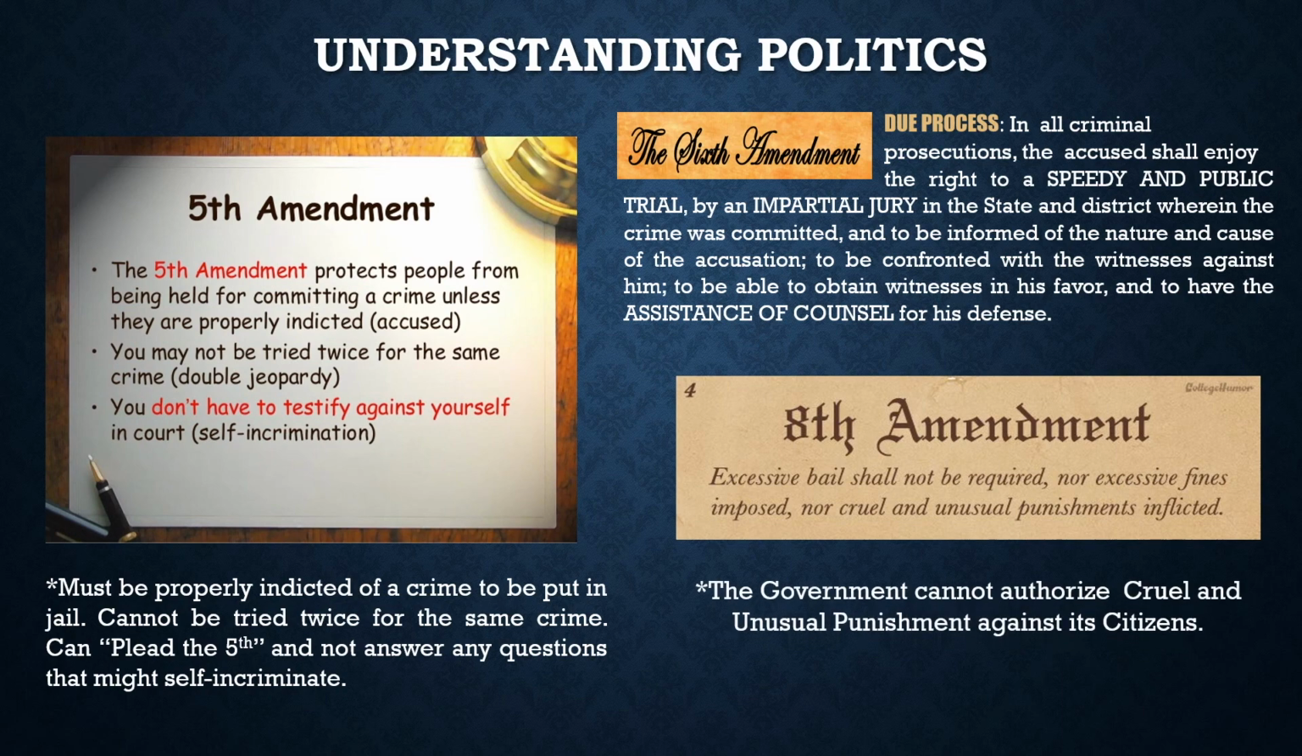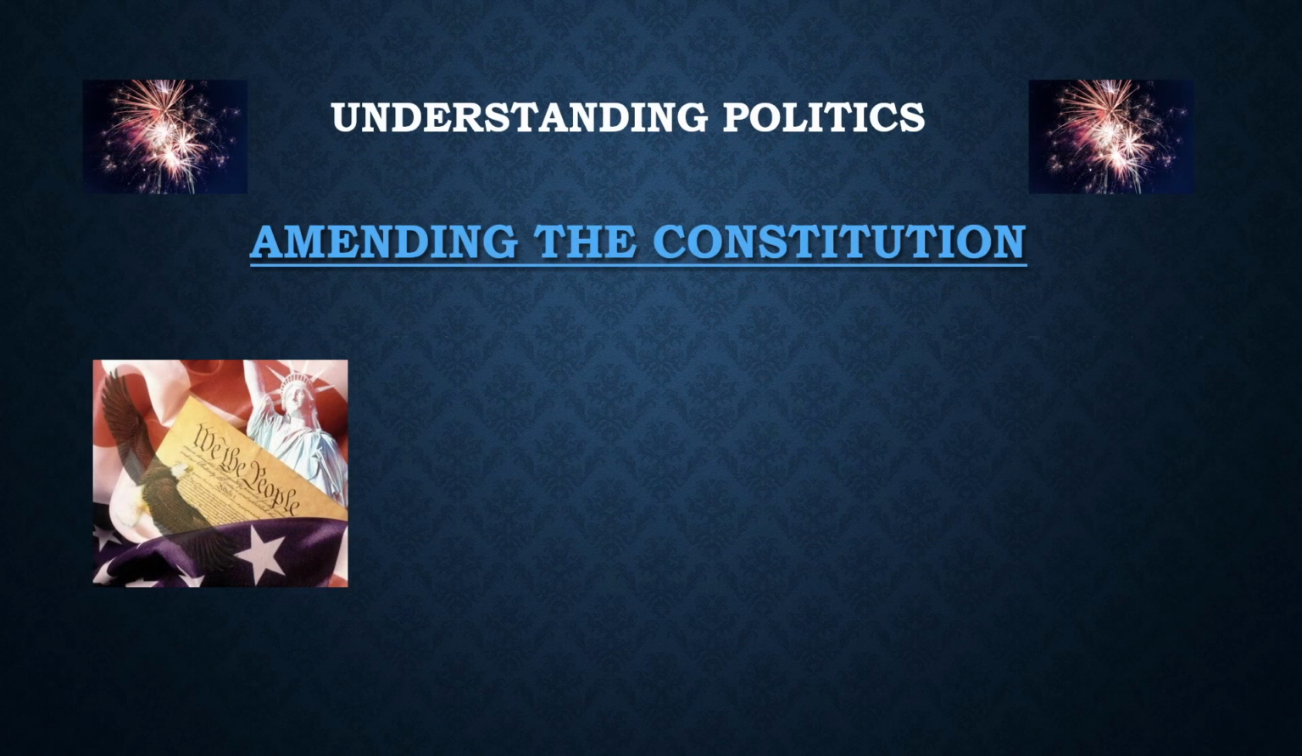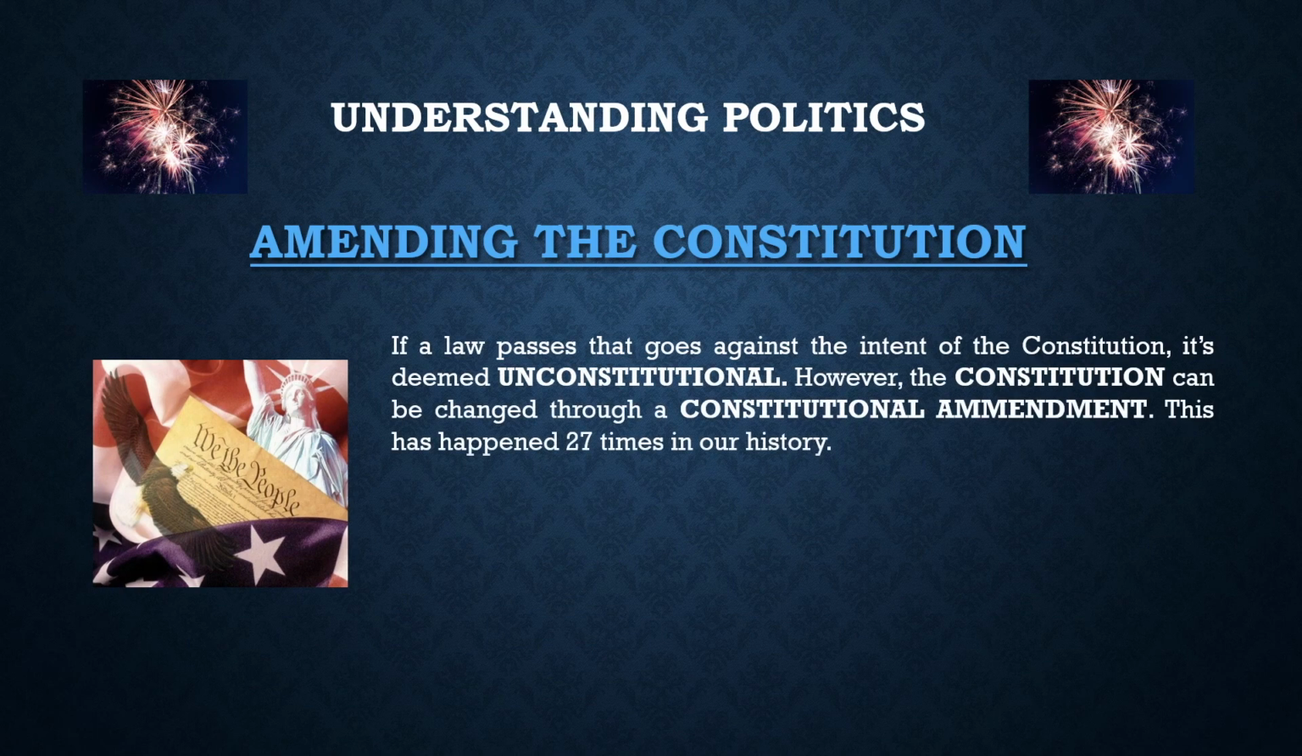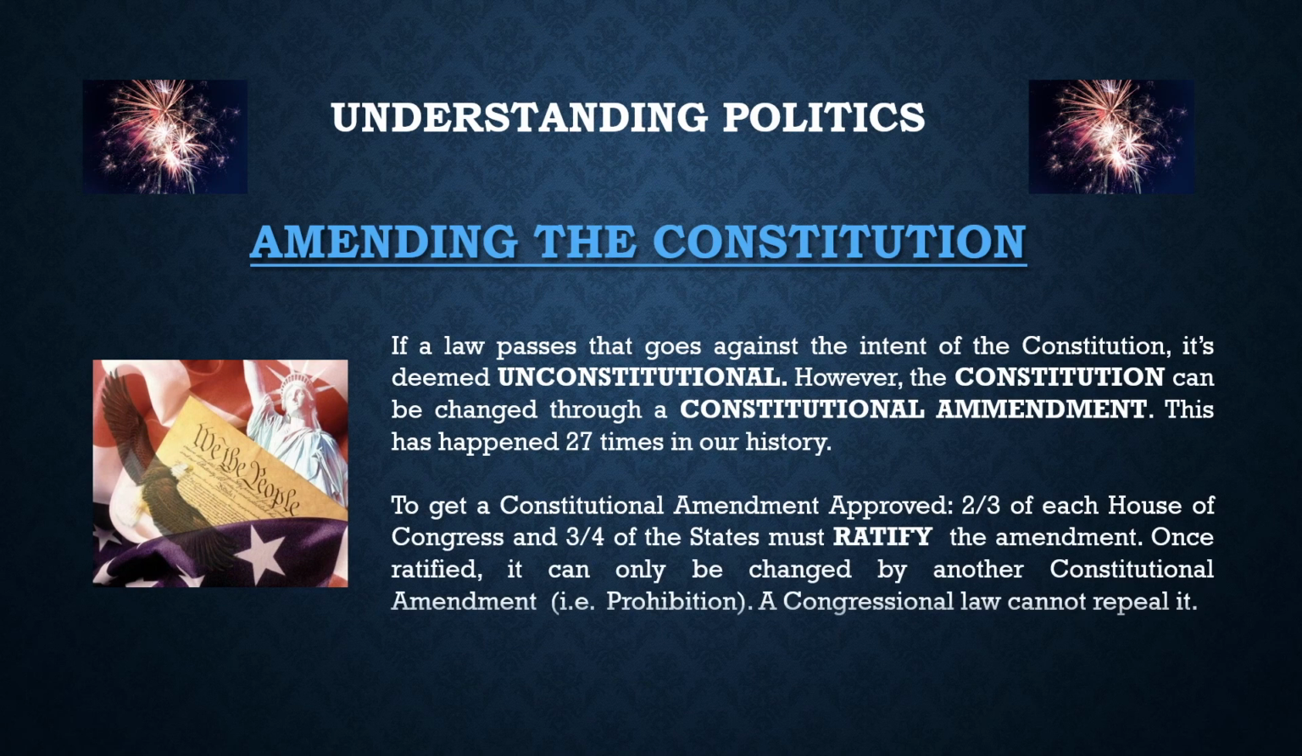Eighth Amendment. The government cannot authorize cruel and unusual punishment against its citizens. Amending the Constitution. If a law passes that goes against the intent of the Constitution, it's deemed unconstitutional. However, the Constitution can be changed through a constitutional amendment. This has happened 27 times in our history.